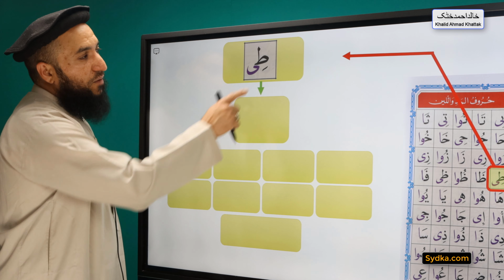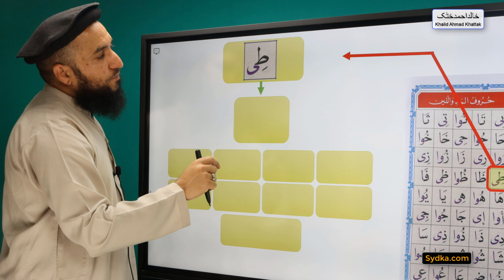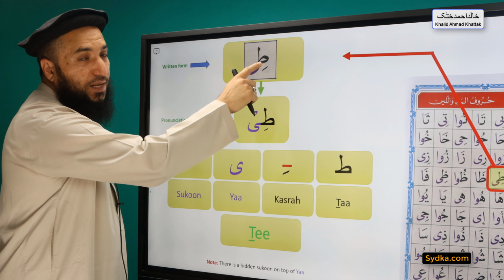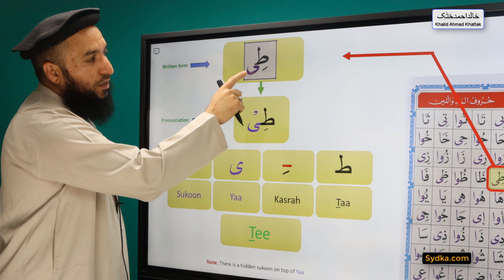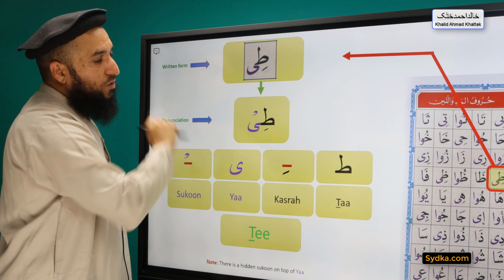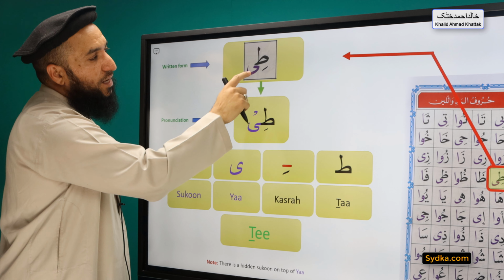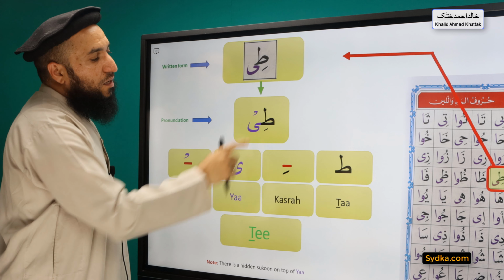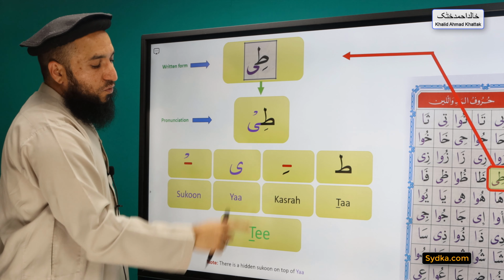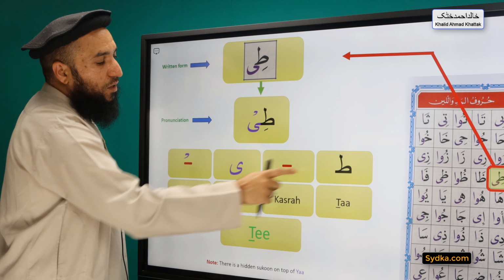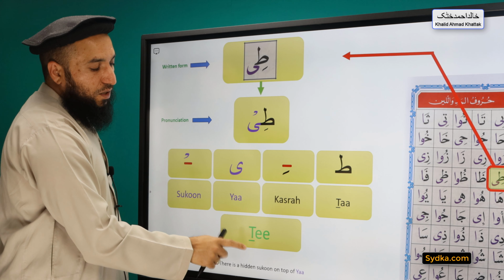The next syllable we have is Ta kasra ya sukun. Ti. Ta is a heavy letter. It has kasra underneath, and it is followed by ya, and ya has a hidden sukun. Ta kasra ya sukun. Ti.